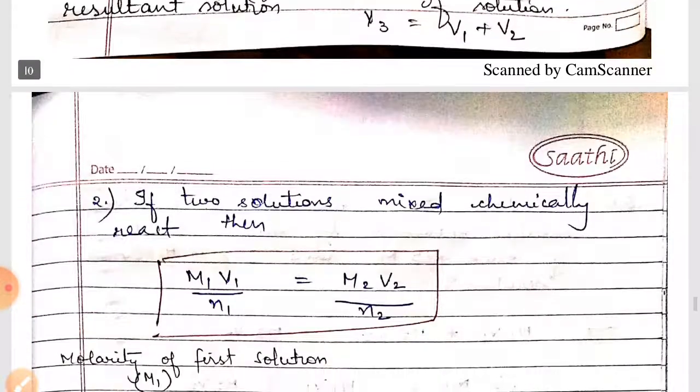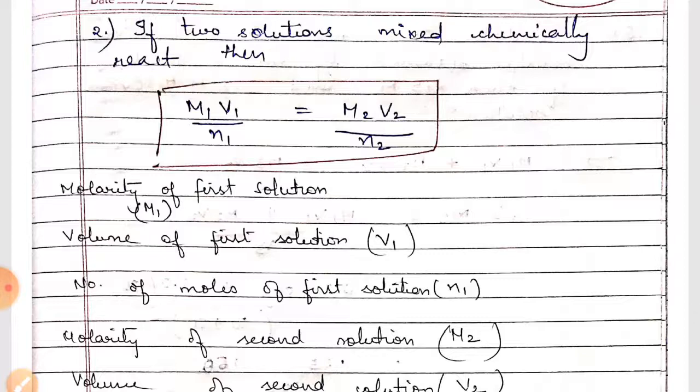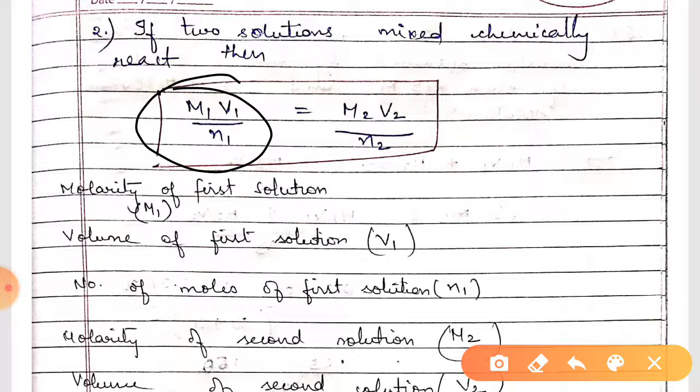Now if the two solutions mix and chemically react, then M1V1 upon N1 is equal to M2V2 upon N2. That is, molarity of the first into volume of the first divided by, now there is a new factor, N1.